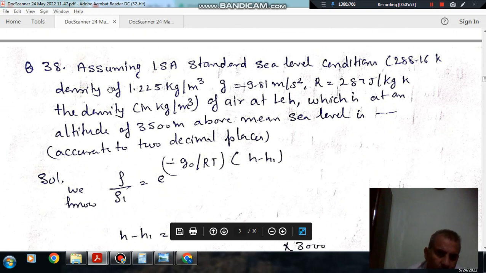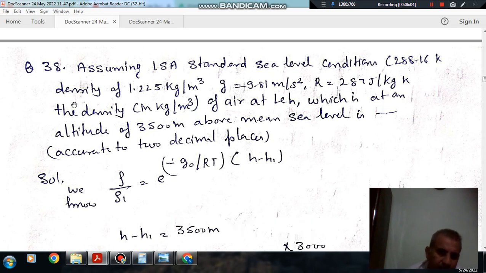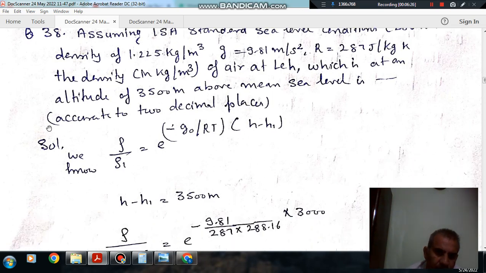Next, assuming ISA standard sea level conditions, temperature 288.16 Kelvin, density of 1.225 kilogram per meter cube, g equal to 9.81 meter per second square, R equal to 287 joule per kilogram per Kelvin. The density in kilogram per meter cube of air at Leh, which is at an altitude of 3500 meter above the mean sea level, is dash, accurate to 2 decimal places.